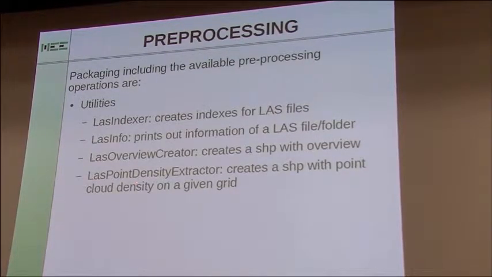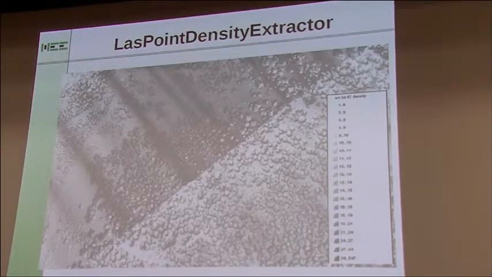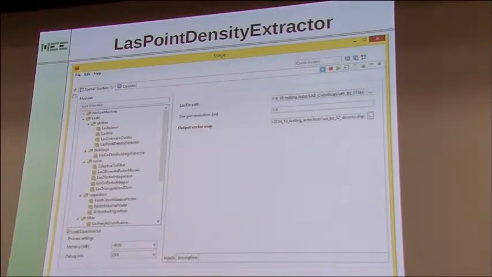Then we have the LAS point density extractor. This creates a shapefile with the point cloud density on a given grid, and it is very easy. This is the graphical interface, and here we have the result. As you can see, this is a map with colors from white to dark gray, increasing with the number of points for each cell. You can decide the size of the cell here, and we do the square region.